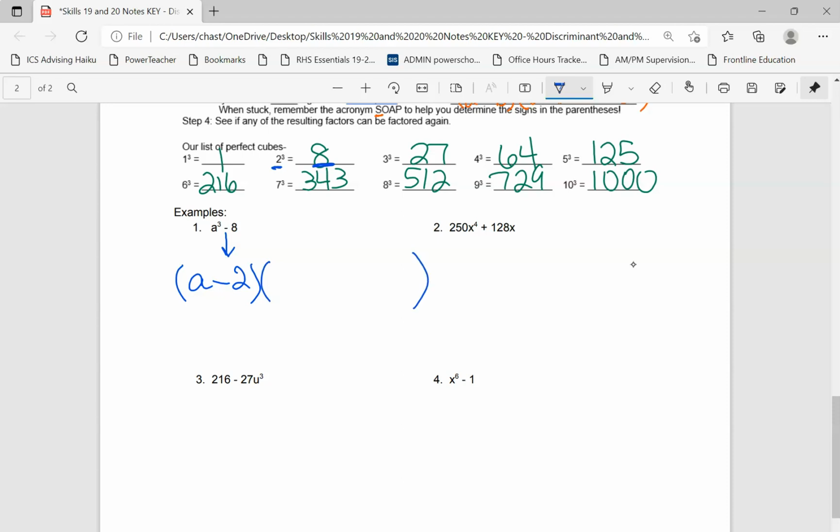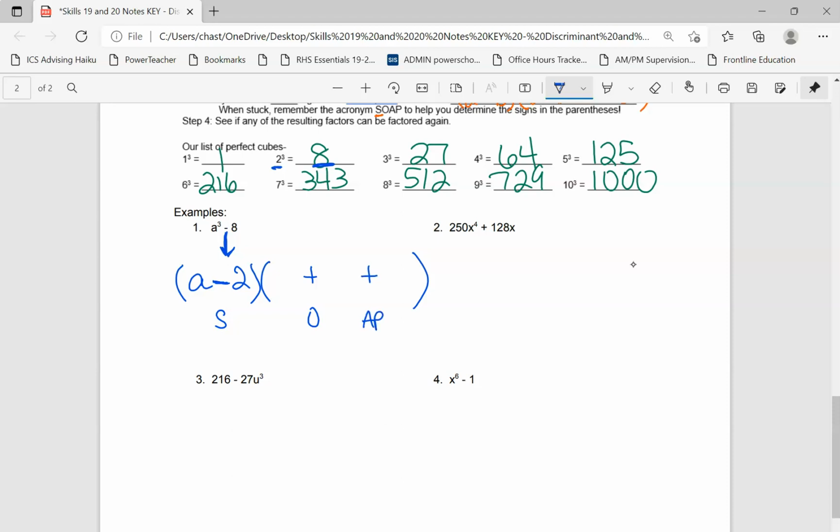Now I'm going to write the rest of this. So when we're doing our signs here, remember that this sign was minus, so our first sign was the same sign. So the next sign here will be a plus, that's going to be the opposite sign. And this will always be positive.